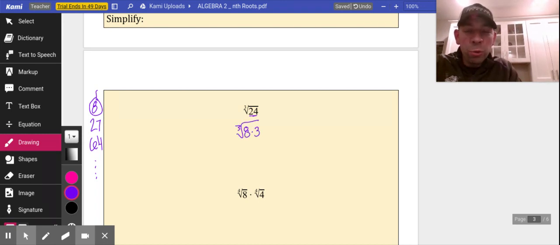I'm going to use the rule we just saw and rewrite this as the cubed root of 8 times the cubed root of 3. And the cubed root of 8 makes 2. So I got 2 cubed root of 3 when I'm all done.